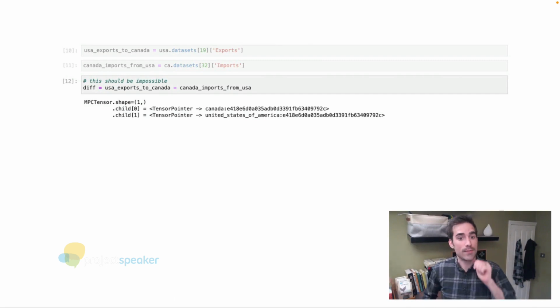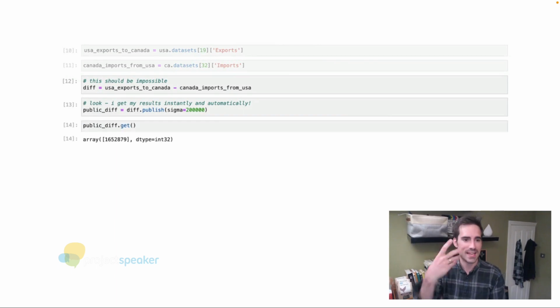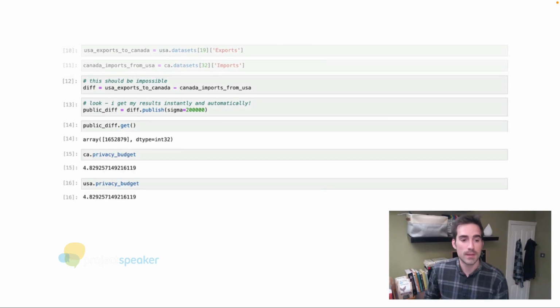If you remember when I set this up, I had privacy budget in both places. How do I do that? I add noise, of course, but I ask for this publish event. Now it gives me a new variable that has noise on it that I can download. I see that there's a $1.6 million discrepancy between these 2 things being recorded. And of course, I've spent a bunch of my privacy budget in the process, right?